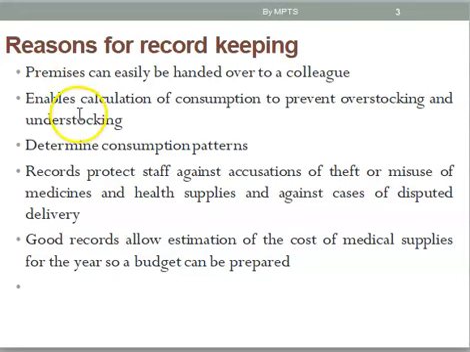It enables calculation of consumption to prevent overstocking or understocking, and to determine consumption patterns. Records protect staff against accusation of theft, misuse, distributed delivery. Because if you have records very well, all these ones you'll be protected. Of course, they allow estimation of cost in budgeting if all records are good. So I'm sure there could be other reasons for record keeping, but we have come up with these ones.